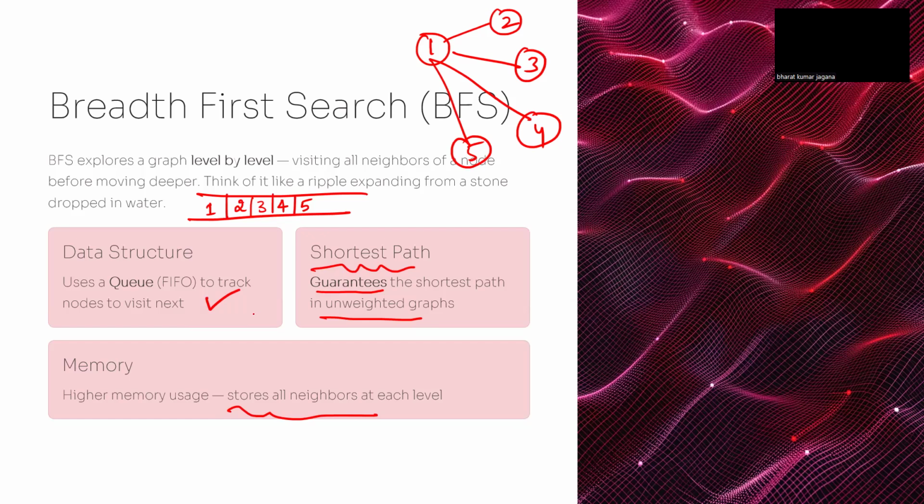You remember? In the case of the stack, in DFS, the memory usage is less, because if you have 1 inside the stack, we will only store one of 2, 3, 4, or 5. We will not store all the connected nodes as in the case of BFS. So the memory usage is definitely higher in BFS, but in DFS the memory usage is relatively less. Okay, that is the primary difference.